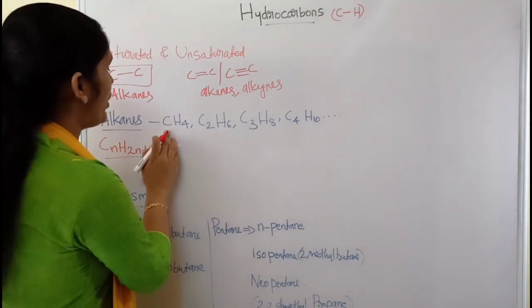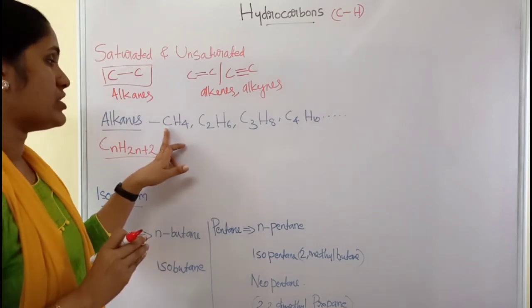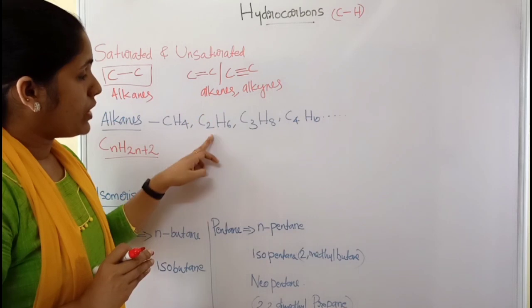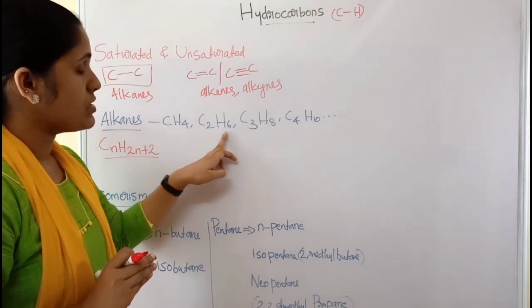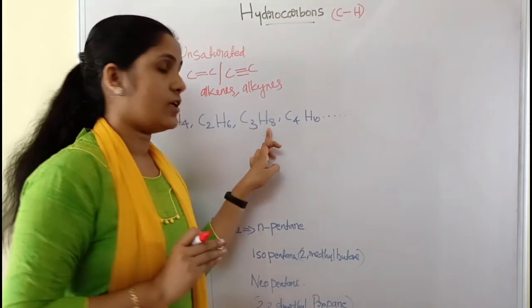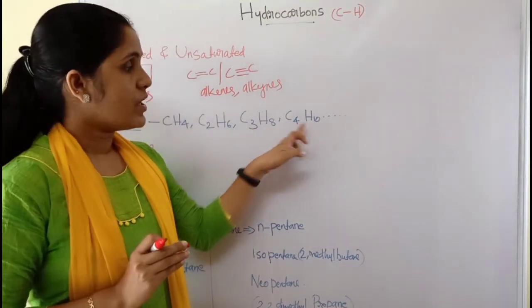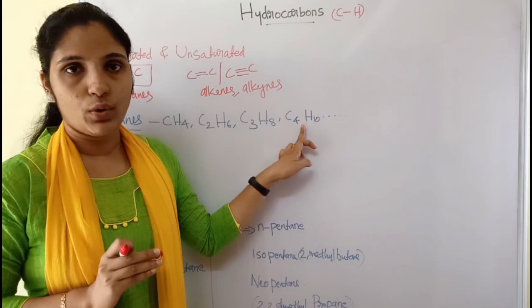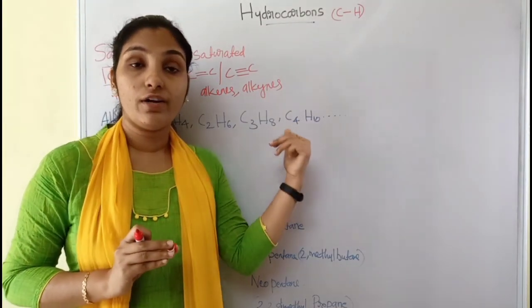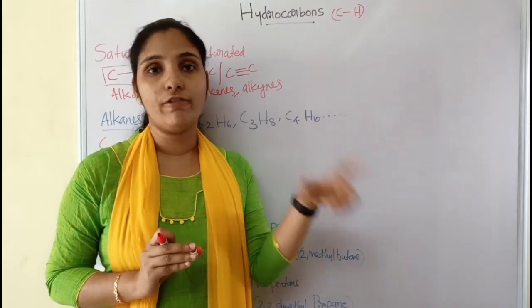Here only one carbon atom is present, therefore the first one is known as methane. Coming to the second one, 2 carbons are present, C2H6. This is ethane. In the third one, 3 carbons are present, therefore this is propane, and this is butane. So methane, ethane, propane and butane are different members of the alkane family.